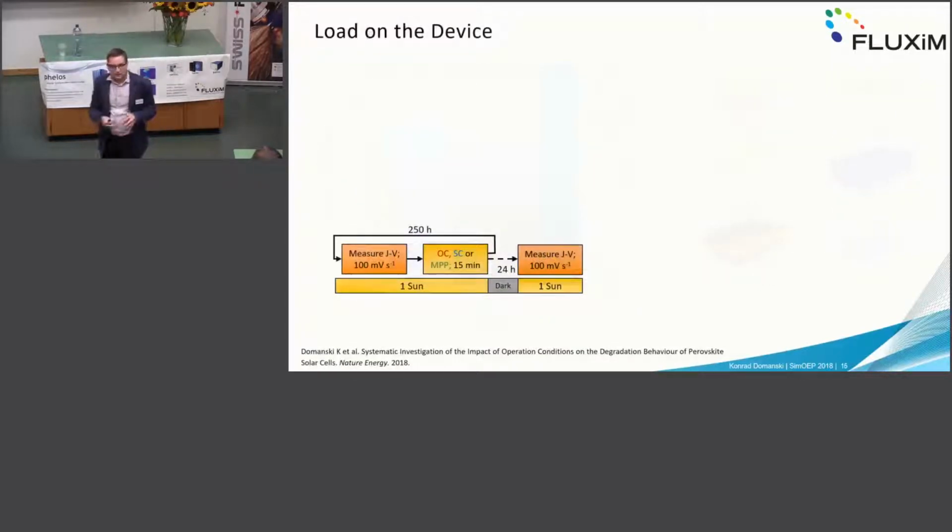I will move on to the next parameter that we varied in our study, which was the load on a device. Of course, when you age a device, you have to choose what electrical loading you want, either VOC, or another point along the JV curve. Here we check the first three, and what we would do, we would measure a JV curve and then keep the device at one of those conditions and loop this procedure for 250 hours, then let the device rest in the dark and remeasure it.